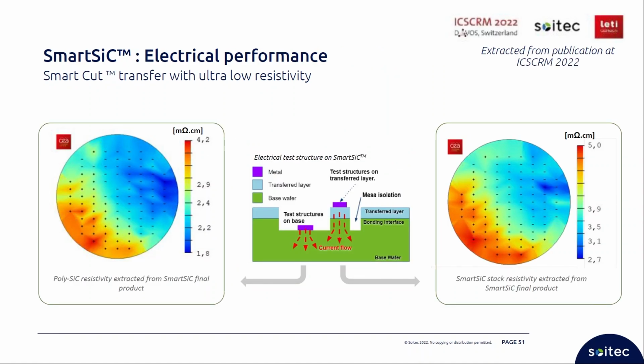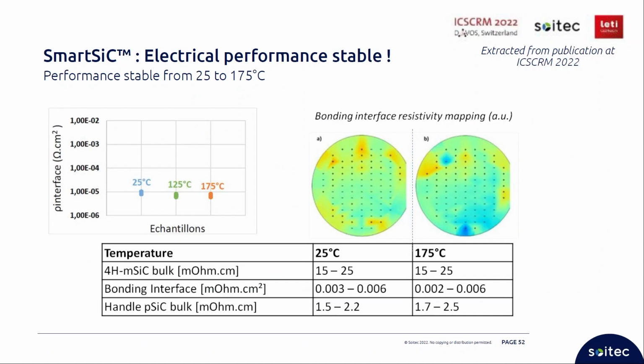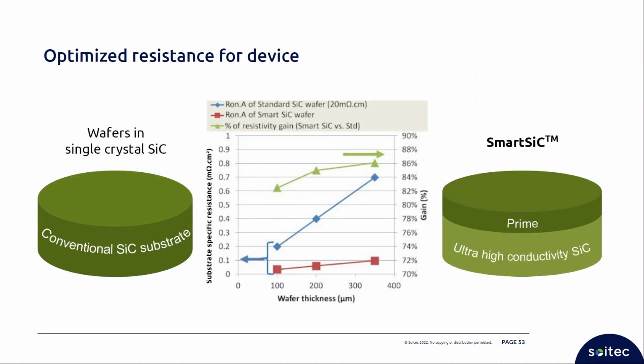On the electrical performance, we demonstrate some new low resistivity. We have some full mappings which confirm that it's quite stable on the whole wafer surface. We also confirm that the electrical performance is stable from room temperature to the device operating temperatures. Same performance up to 175 degrees. So we can optimize the resistance. Of course, we can consider the benefit of such resistance if we do some thinning.